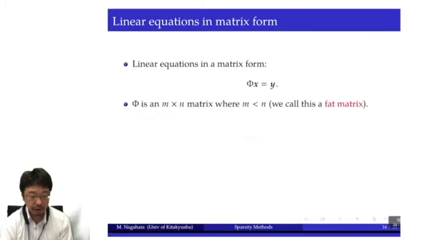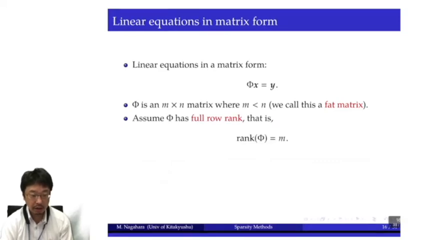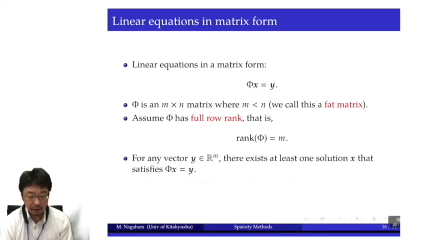The matrix Φ is an m times n matrix where m is less than n. That is, Φ is a fat matrix. Assume that Φ has full row rank, that is, rank Φ is m. Then, for any vector y in R^m, there exists at least one solution x that satisfies Φx = y. In fact, there are infinitely many solutions for the equation Φx = y.